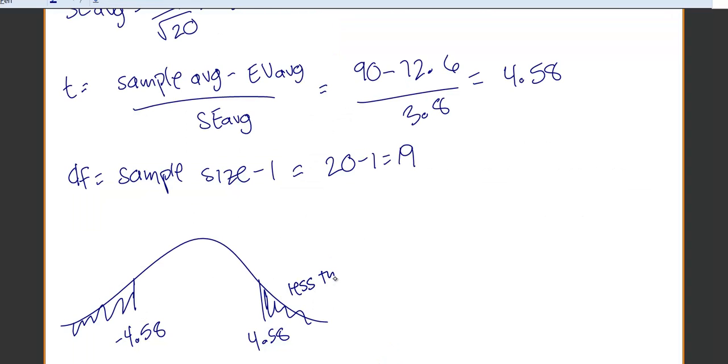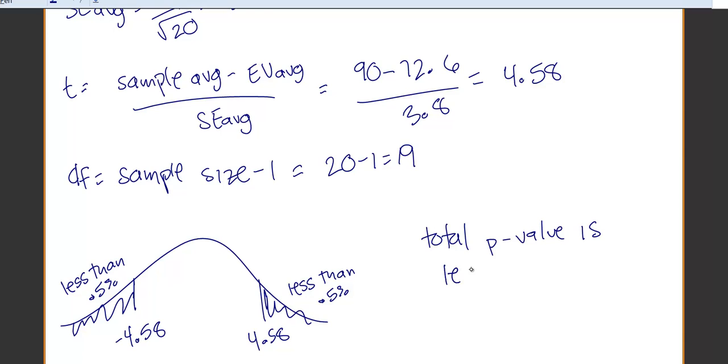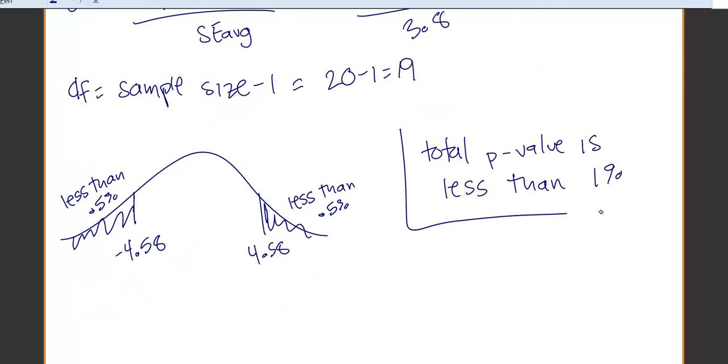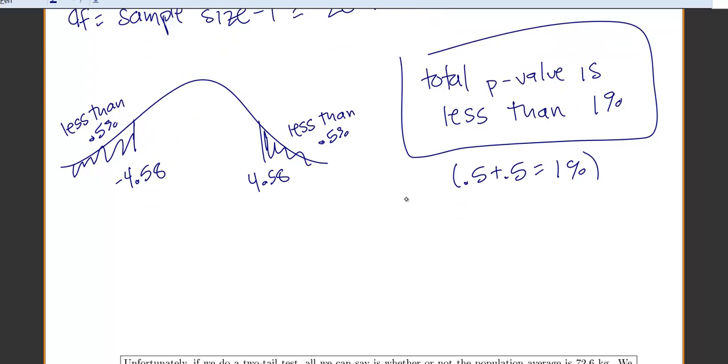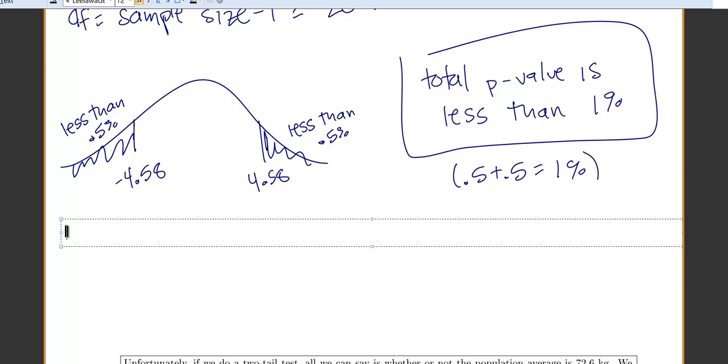So this area is less than 0.5%, and this area is less than 0.5%. So my total p-value is less than 1%. To get that, I just did 0.5 plus 0.5 equals 1. So I don't know exactly what my p-value is, but my p-value is less than 5%. So it is a small p-value.